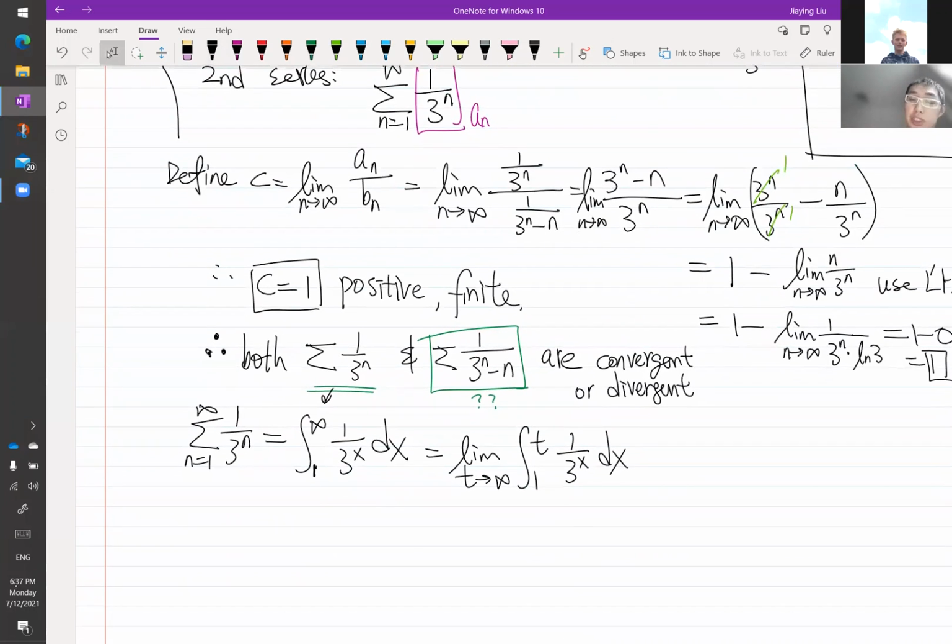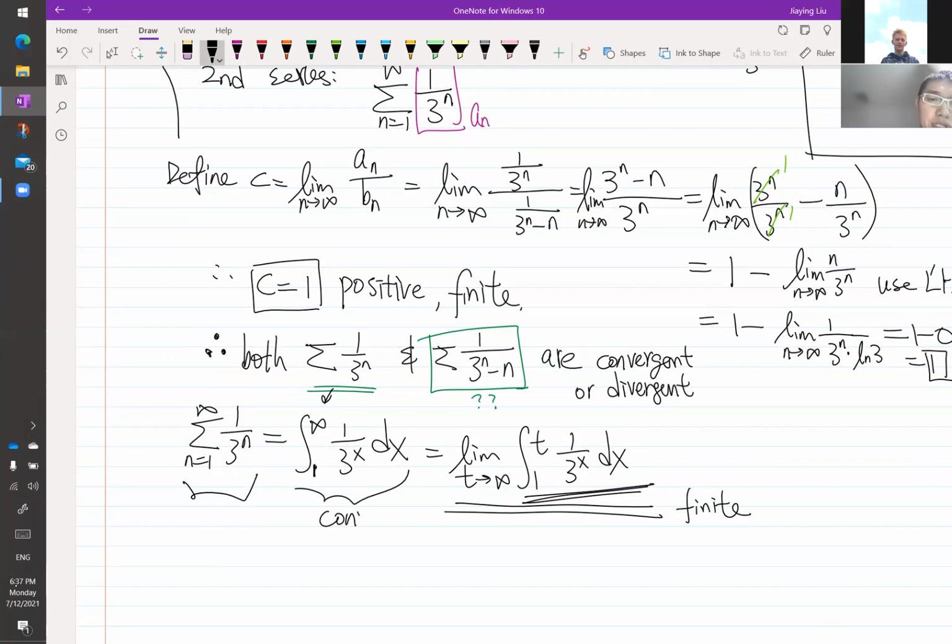I'm going to skip some steps because it would be good practice for you to find the antiderivative of 1 over 3 to the x. It turns out that this limit is going to be a finite number. Therefore, going back, the improper integral is convergent, and therefore the series is convergent.